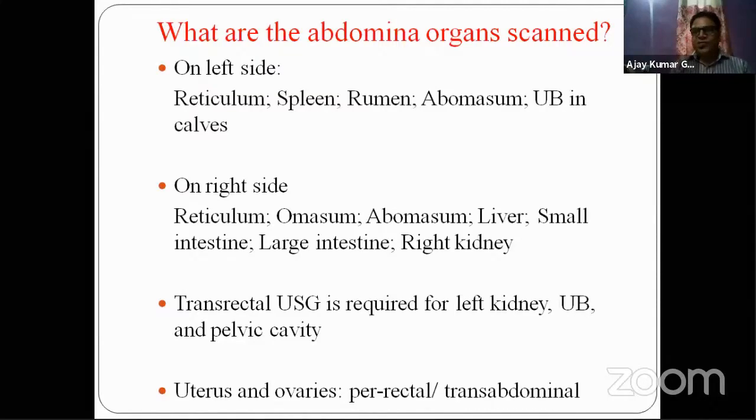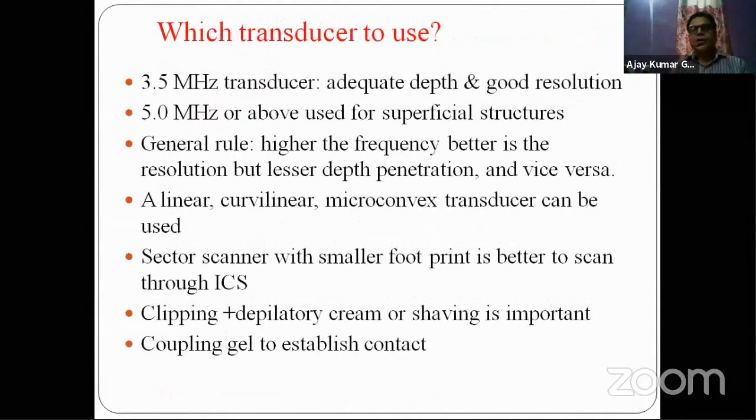For examination of the left kidney, urinary bladder, and the other areas of the pelvic cavity, we require transrectal ultrasonography in case of adult animals. And for examining the uterus and ovaries, we can perform transrectal ultrasonography or transabdominal ultrasonography. So either transrectal or transabdominal ultrasonography is required for scanning abdominal organs in bovines. Now the question arises, which type of transducer is suitable for scanning bovine abdomen?